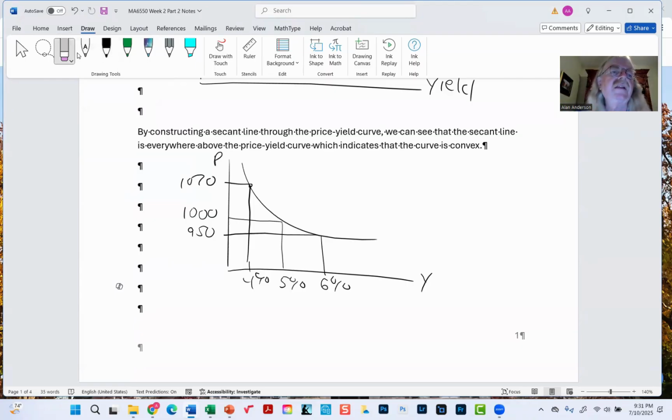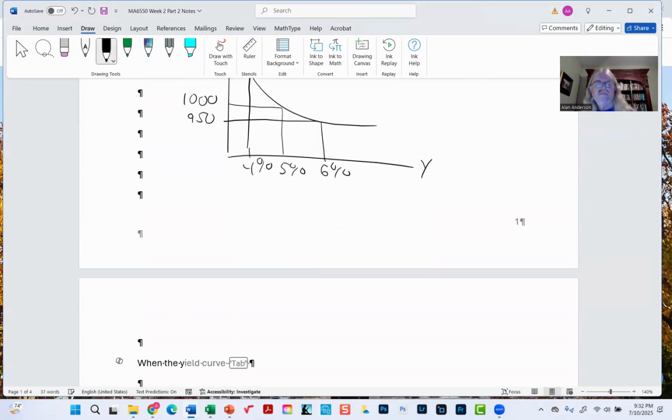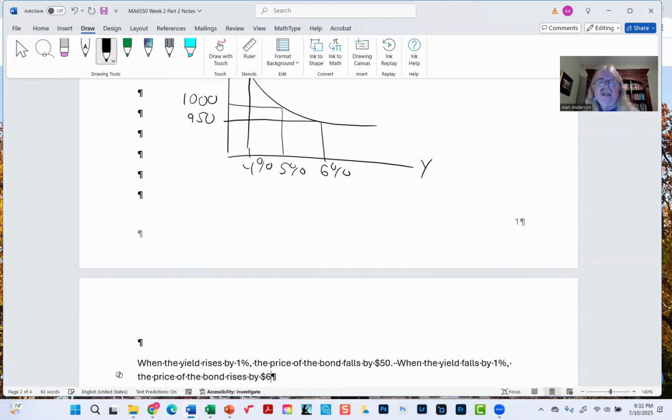The important detail here is that in one case, we moved up by 1%. In the second case, we moved down by 1%, but the impact on the price is different. So you can see that when the yield rises by 1%, the price of the bond falls by $50. When the yield falls by 1%, the price of the bond rises by $70. That asymmetry between the two is because of the convexity of the curve.